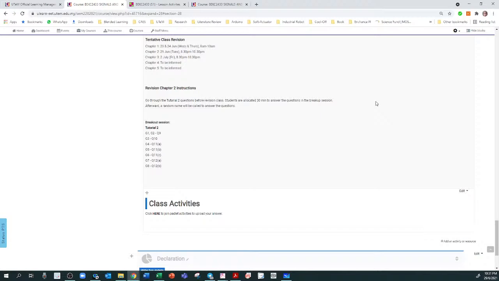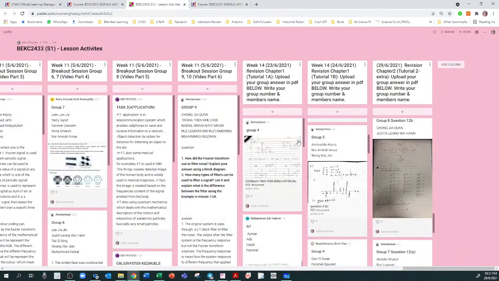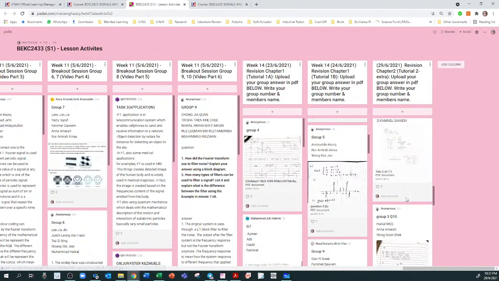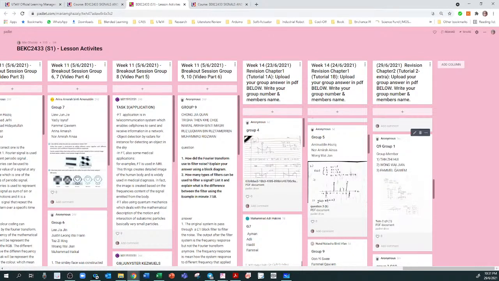A and B. Okay. A, I assume everybody can do that. So I'm just going to ask a student to explain B and C. So group 1. Tan Zihui, Wong Waijan and Famel. So who wants to volunteer?